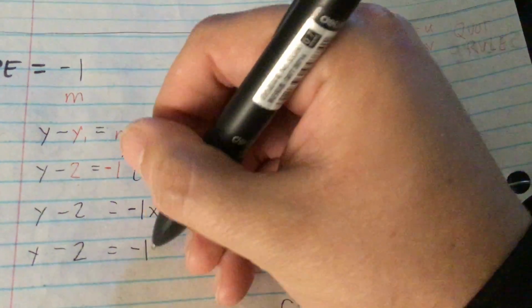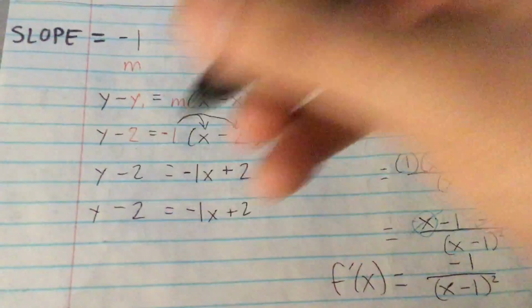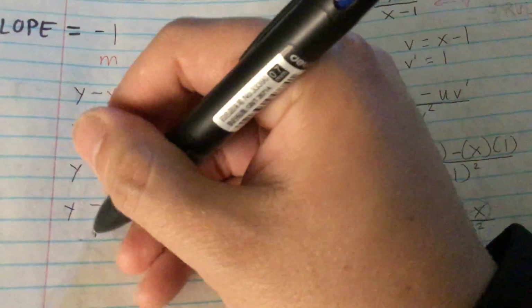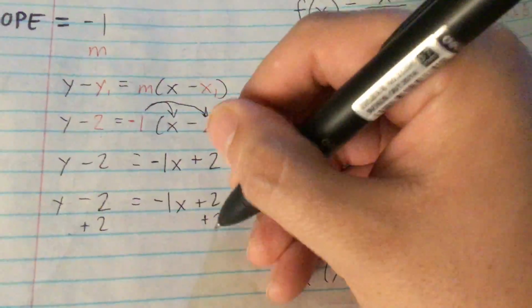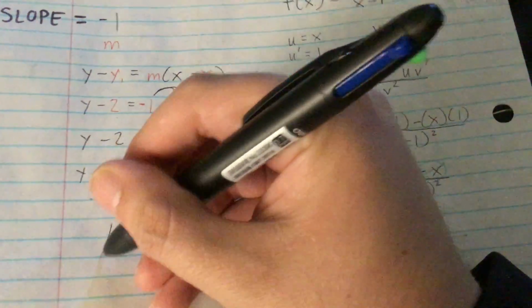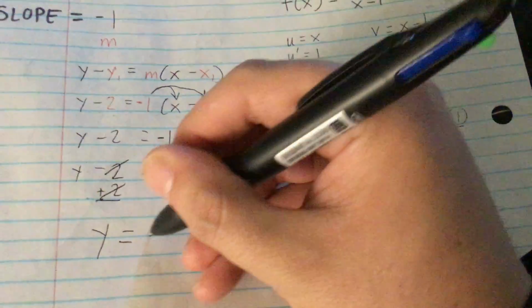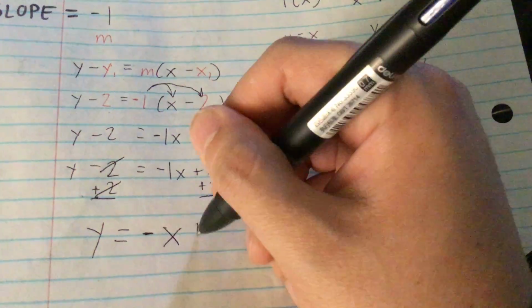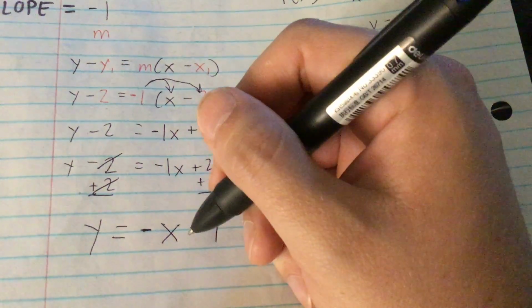And now I want to get y isolated. So that means I'm going to add 2 to both sides. The negative 2 and the plus 2 cancel each other out, leaving me with a tangent line of, you can put negative x plus 4. I'm not going to get mad if you put the negative 1 there.